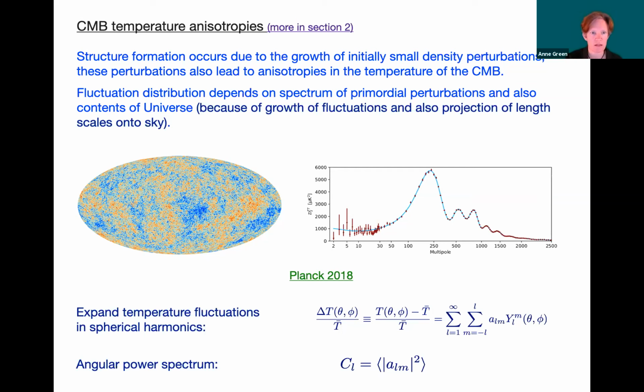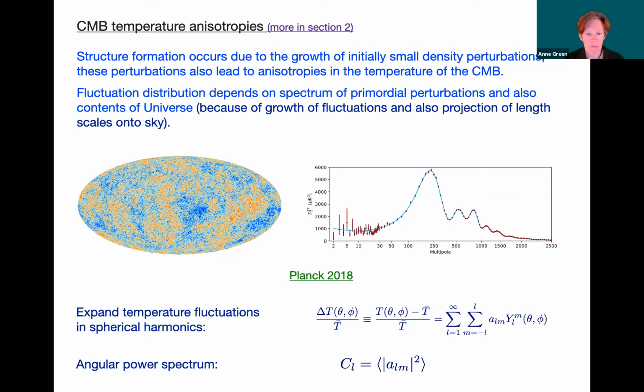And these initial small density perturbations also lead to anisotropies in the temperature of the CMB. So the temperature isn't exactly 2.72 Kelvin. There are slight differences in different directions. And these have been measured by a sequence of experiments, the most recent of which is Planck and its last set of results. We've got a map here. So these are the temperature fluctuations on the sky projected down into 2D with the average temperature of 2.72 Kelvin subtracted out, and we're getting these fluctuations of order 10^-5. So they're very small.